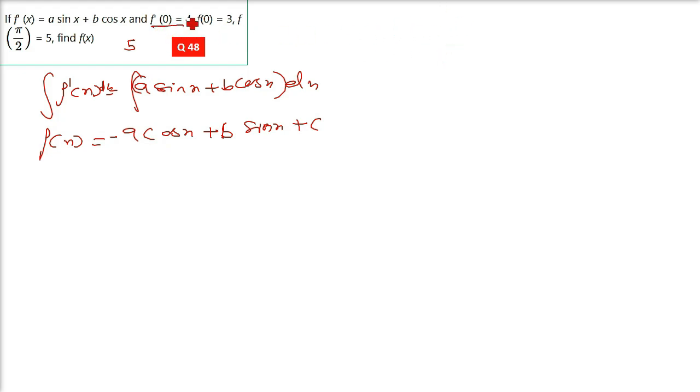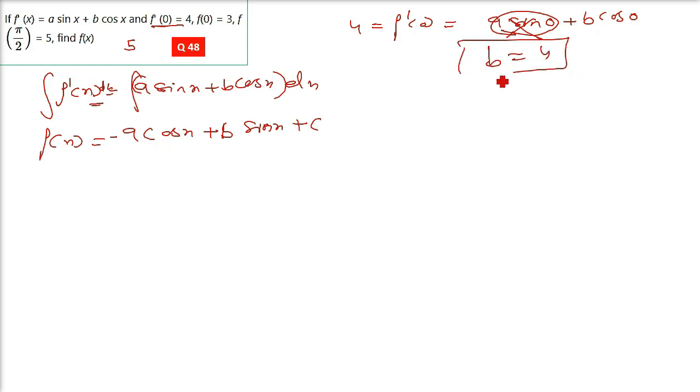We have f dash x equals a sin x plus b cos x. F dash 0 equals 4. Now I am placing x as 0, so it will be a sin 0 plus b cos 0. Sin 0 is 0, so this becomes 0. B cos 0, cos 0 is 1. So we have b equals 4. One of the values we have got.